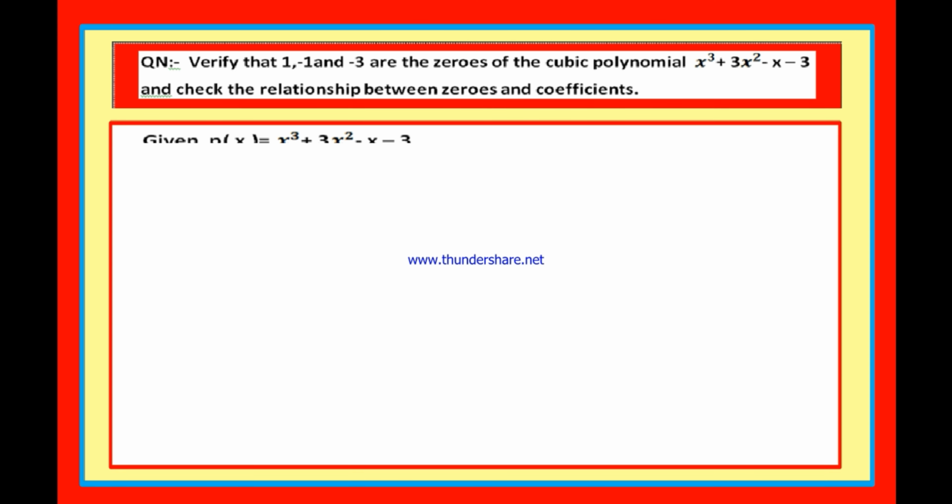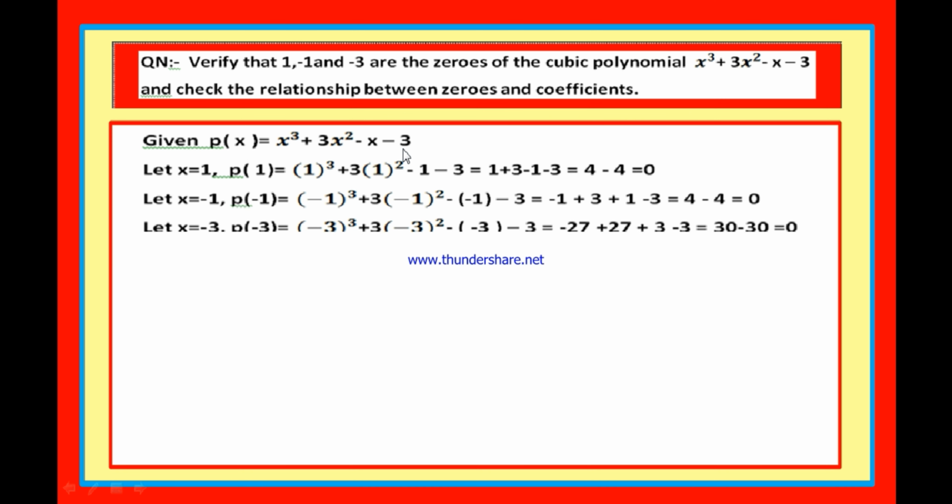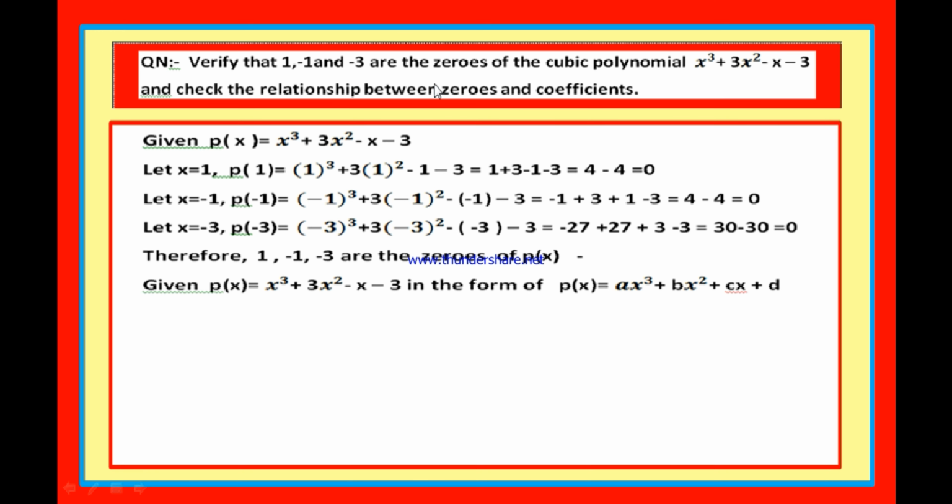Here is the solution. Now, the polynomial given is x cube plus 3x square minus x minus 3. Let us assume that it is p(x). p(x) is equal to x cube plus 3x square minus x minus 3. Now let us verify whether 1 is a zero of it, whether minus 1 is a zero of it, and whether minus 3 is also a zero of the given polynomial.